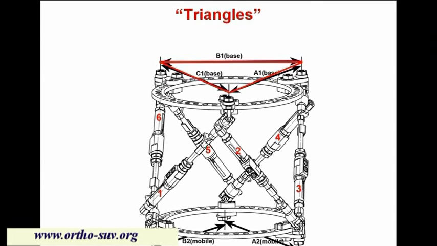C1 side is between joint number 5 and joint number 1. A2 is between joint number 2 and joint number 4. B2 is between joint number 4 and joint number 6. And C2 is between joint number 6 and joint number 2.